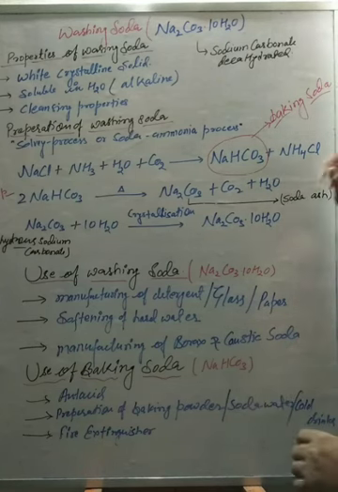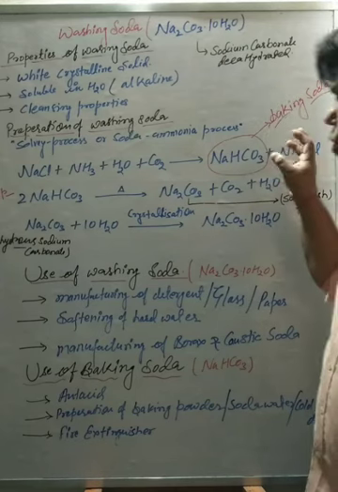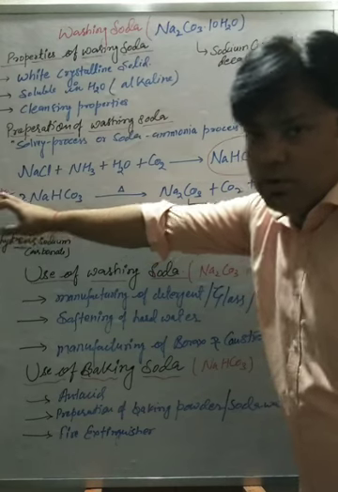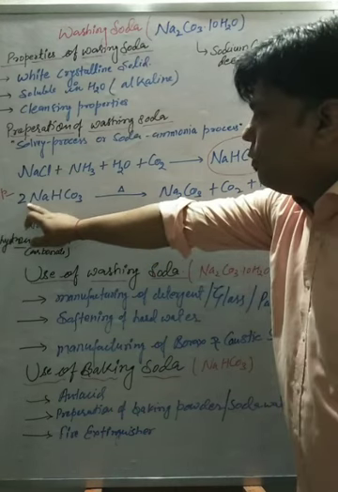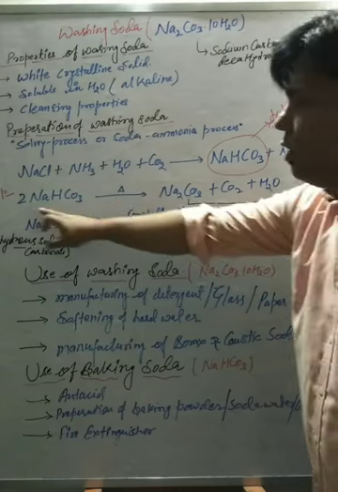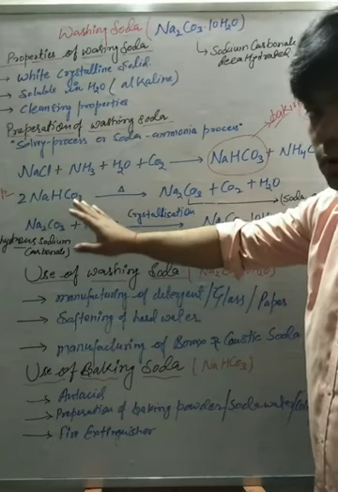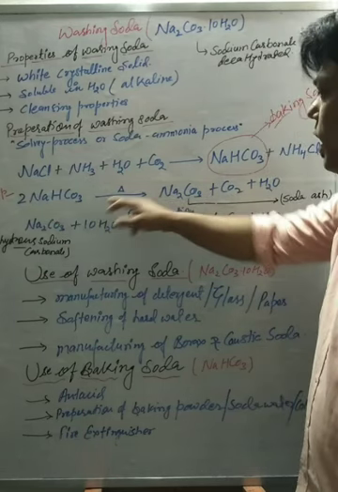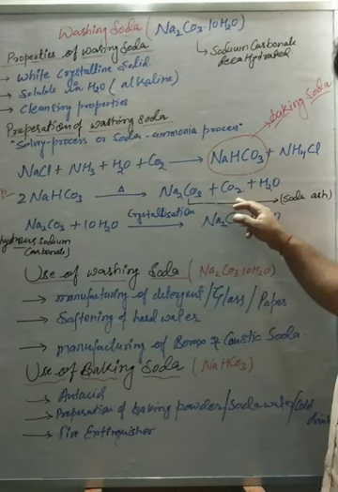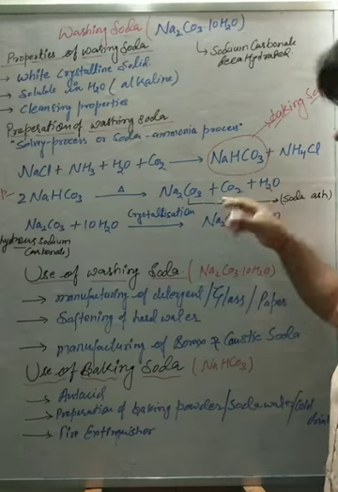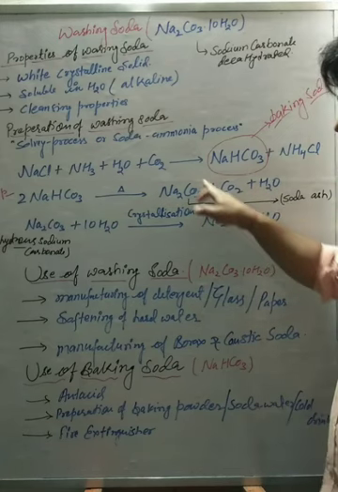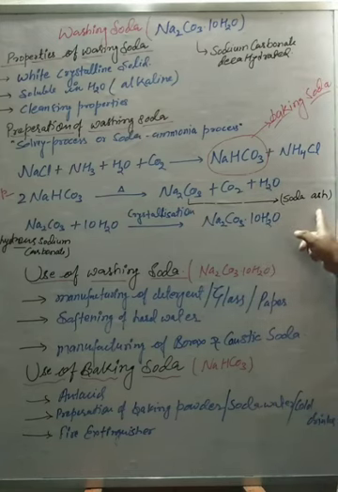Plus ammonium chloride. Now, after filtration of sodium hydrogen carbonate, when we supply some heat to it, it's a very important question for your CBSE exam. What happens if we supply some heat to sodium hydrogen carbonate? It decomposes into sodium carbonate plus carbon dioxide gas and water. This sodium carbonate is called soda ash.